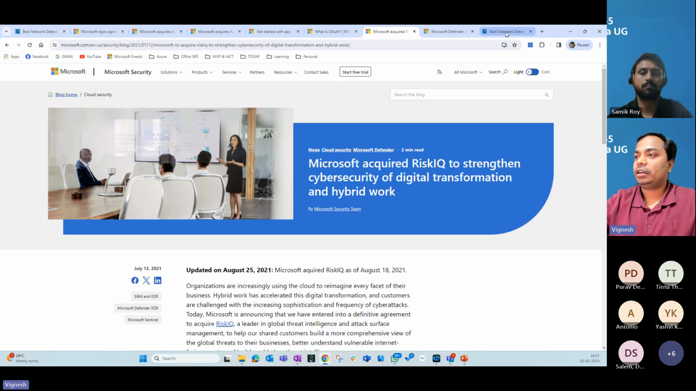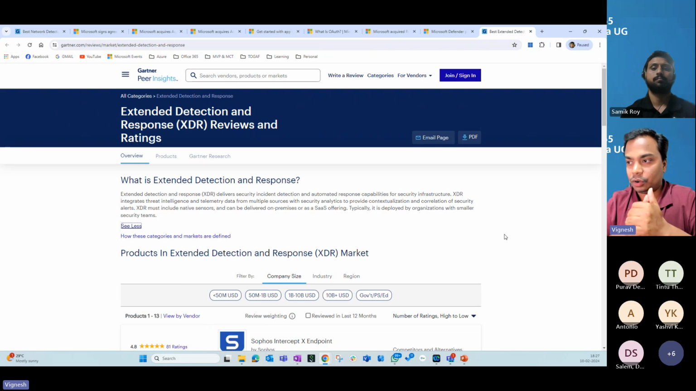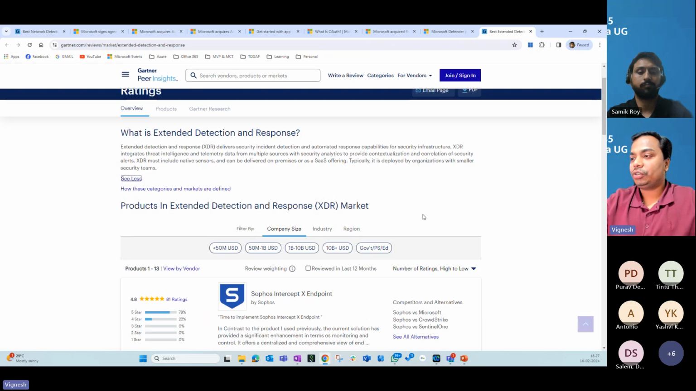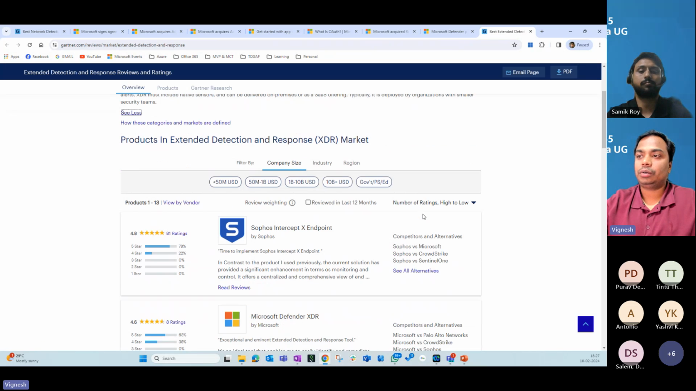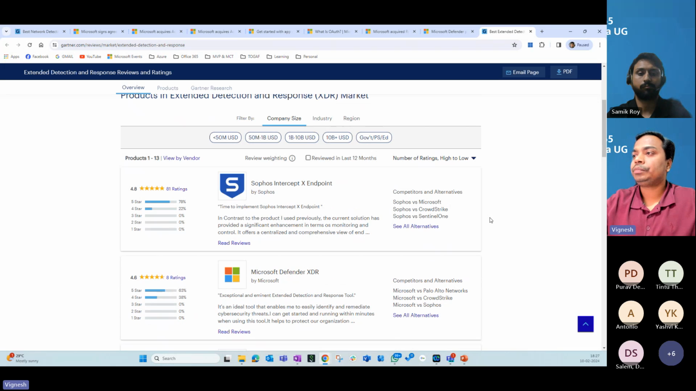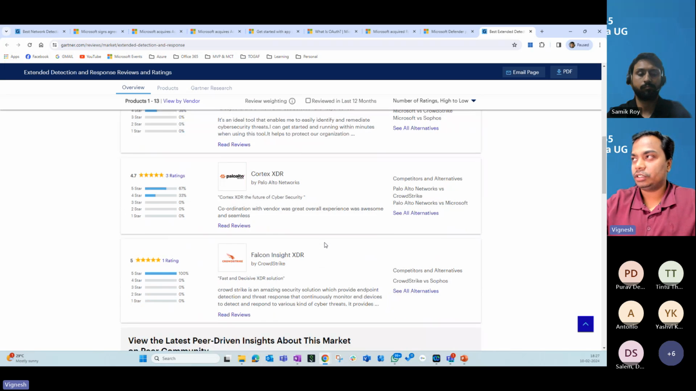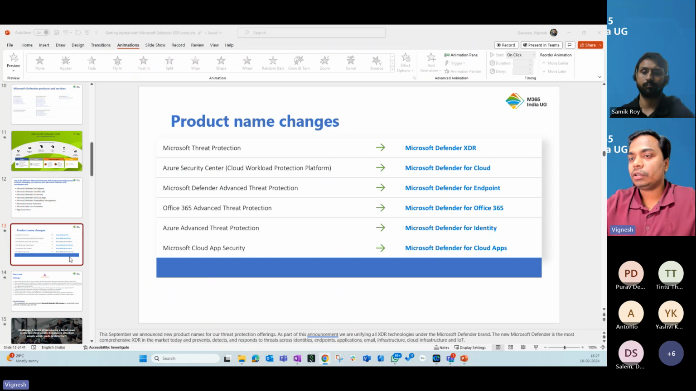And speaking of an XDR, I also want to show what Gartner has to say about it, because we've been talking about XDR for quite some time. So this is the definition from Gartner. I'm not going to read it for you, but just so you know, these are all the different vendors who are offering XDR, and these are the ones which have the highest rating as per Gartner Peer Insights. So you see Microsoft XDR standing second, and then there are a lot of other vendors also who offer this, just so you know. And you can also go and read in detail about this in the Gartner Magic Quadrant also. All right, so enough about that.